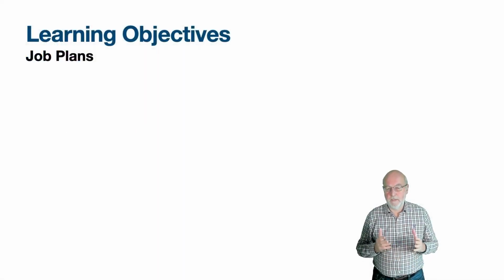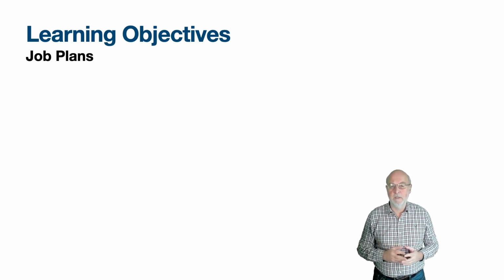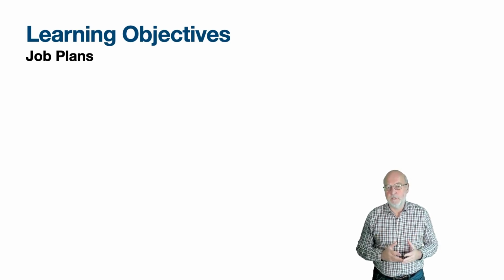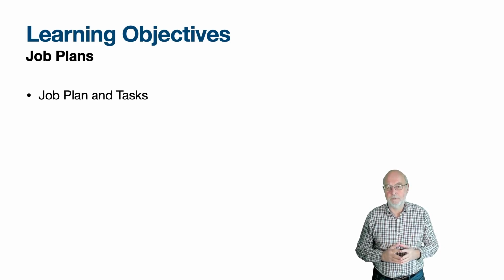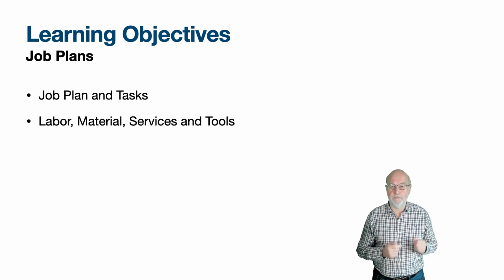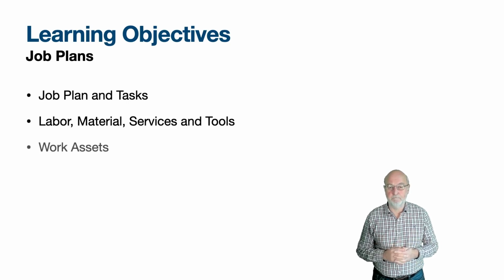Job plans is a template for a work order and is the application, along with preventive maintenance, that is most associated with maintenance planning. Today we'll be looking at the fields found in the header and the tasks, the 4 planning tabs for labour, materials, services and tools, and also the work assets tab. There is a lot to go through, so let's get started.